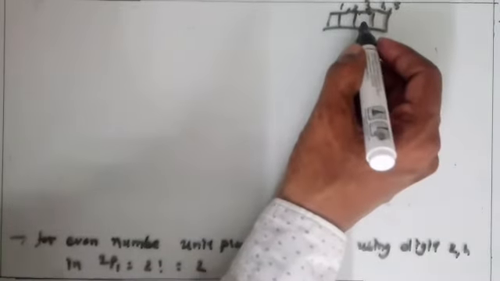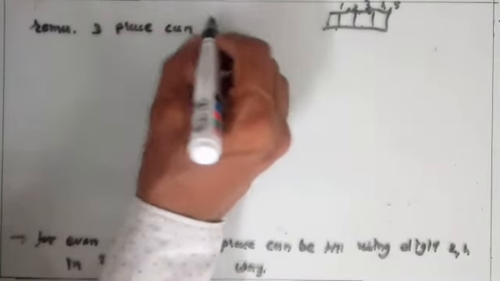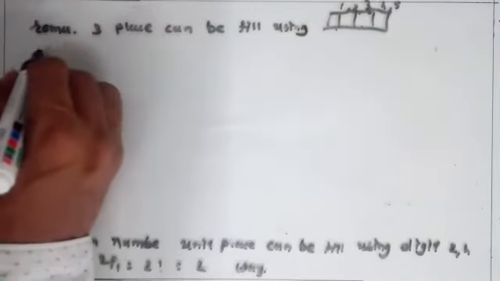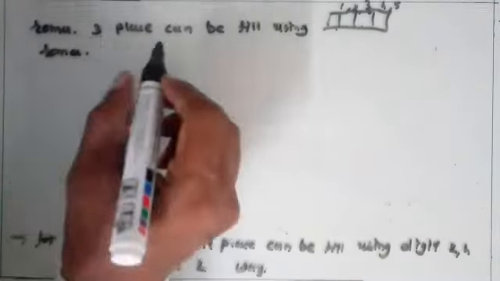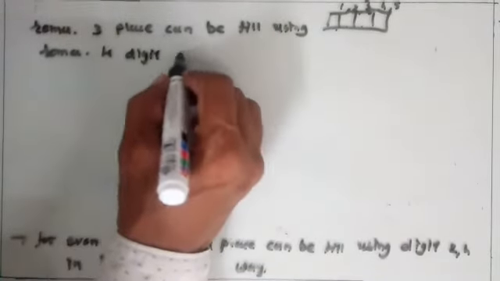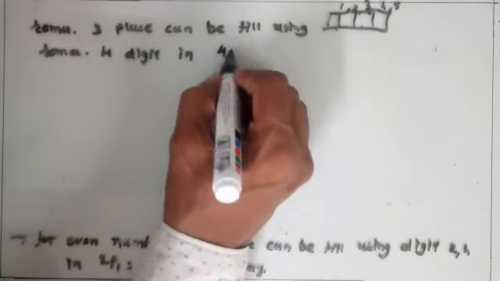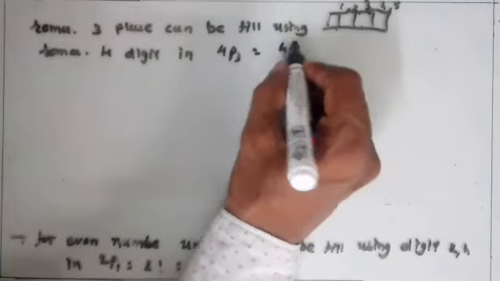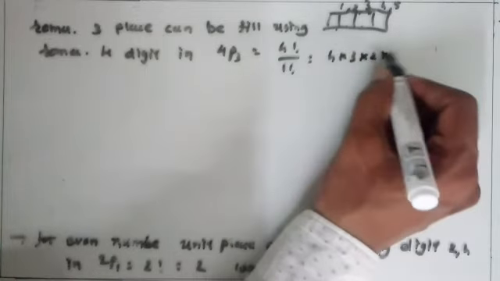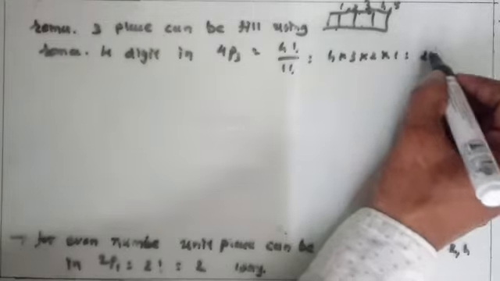Now the remaining 3 places can be filled using the remaining digits 1, 2, 3 and 4 in 4P3, which is equal to 4 factorial upon 4 minus 3, that is 1 factorial, which is equal to 4 into 3 into 2 into 1, which is 24 ways.